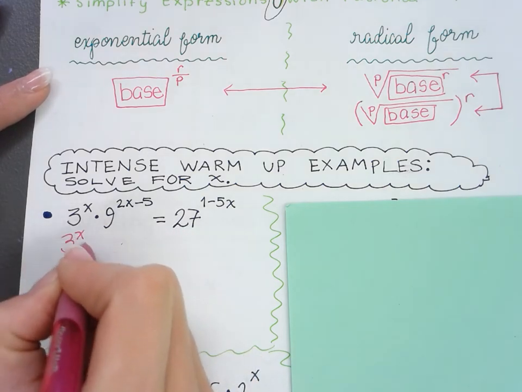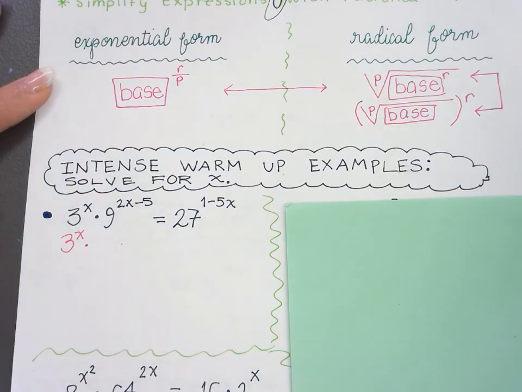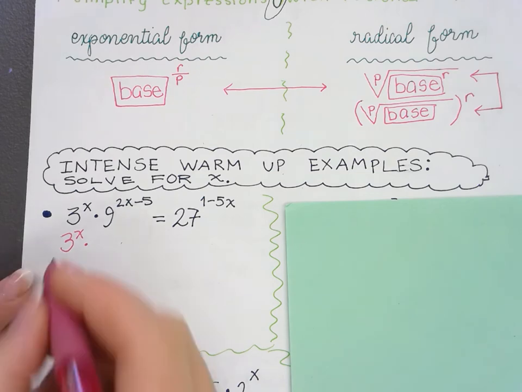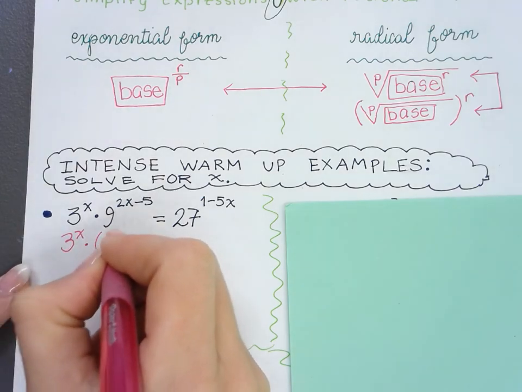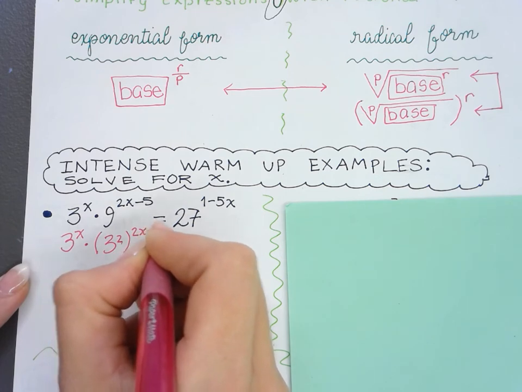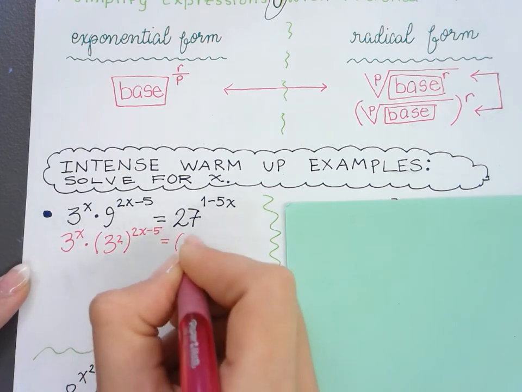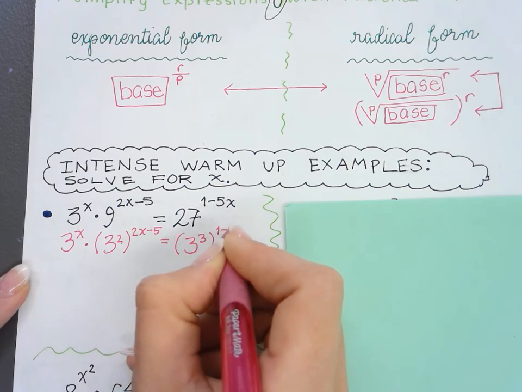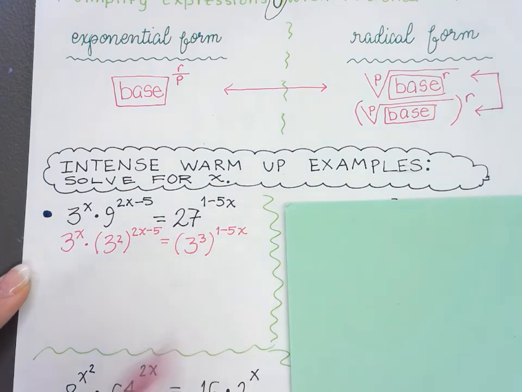3 to the x will stay as is, sorry. Then from there, 9 will be swapped out with 3 to the second power. That 2x minus 5 will stay right out there. 27, I'm going to swap out for 3 to the third power. And the 1 minus 5x will stay right there.